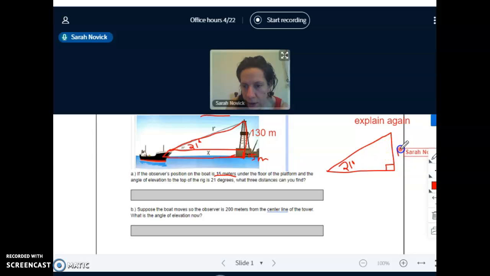And you know this is 130 meters. Can you find what's up here using SOHCAHTOA? Yes, you can, right? Because if you were going to label the sides, you know that this side right here is the opposite side, and you know this is the hypotenuse side.